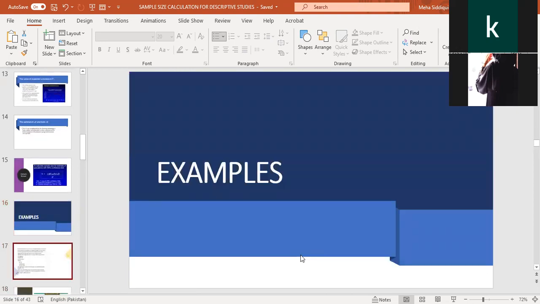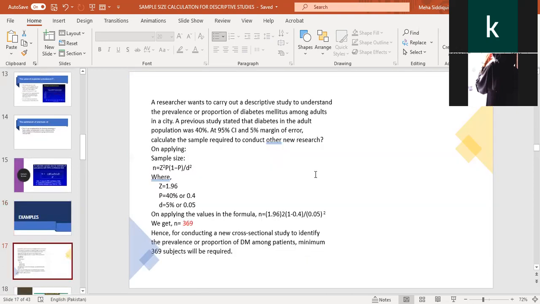Now we come to examples. A researcher wants to carry out a descriptive study to understand the prevalence or proportion of diabetes mellitus among adults in a city. A previous study stated that diabetes in the adult population was 40%. At 95% confidence interval and 5% margin of error, calculate the samples required to conduct other new research.